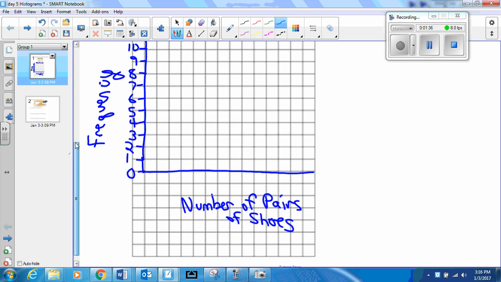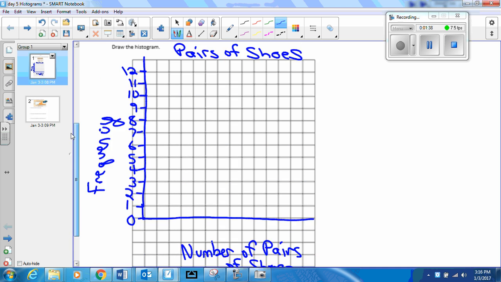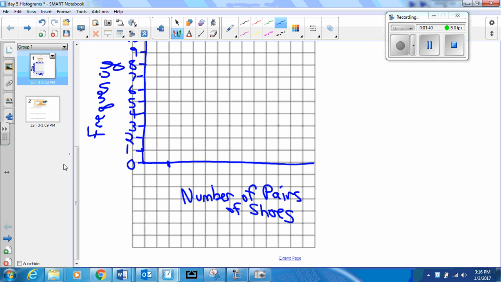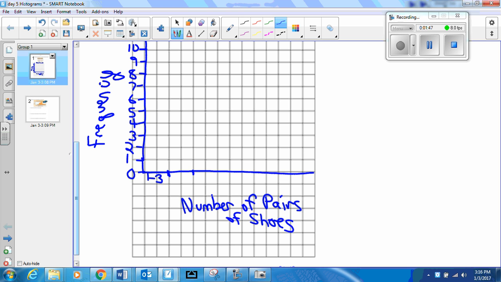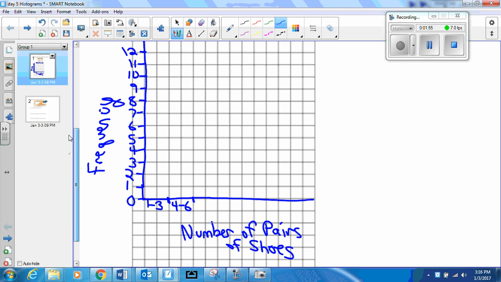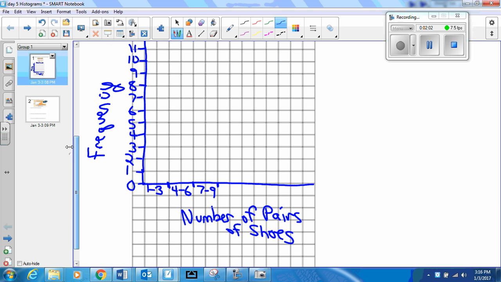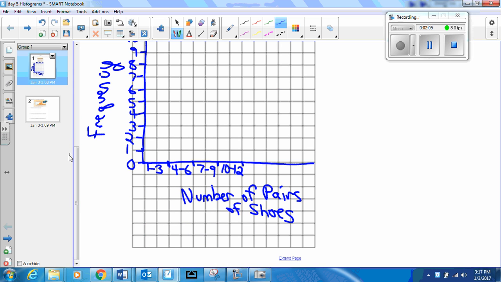Okay. And then for our intervals, we're going from 1 to 3 for my first one, so I'll use 2 spaces, 1 to 3. My next interval is 4 to 6, so the very next 2 spots right adjacent to it would be 4 to 6. Then we have 7 to 9, so the very next 2 is 7 to 9. And then 10 to 12. And then the very next 2 is 13 to 15.